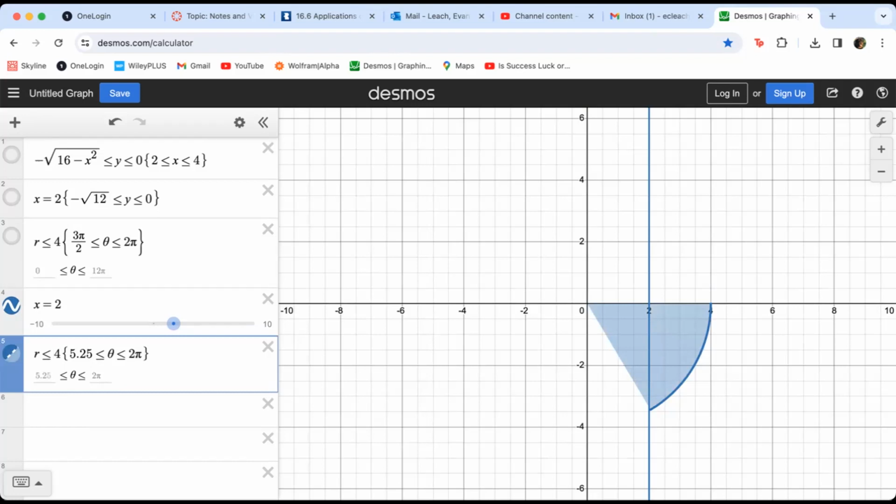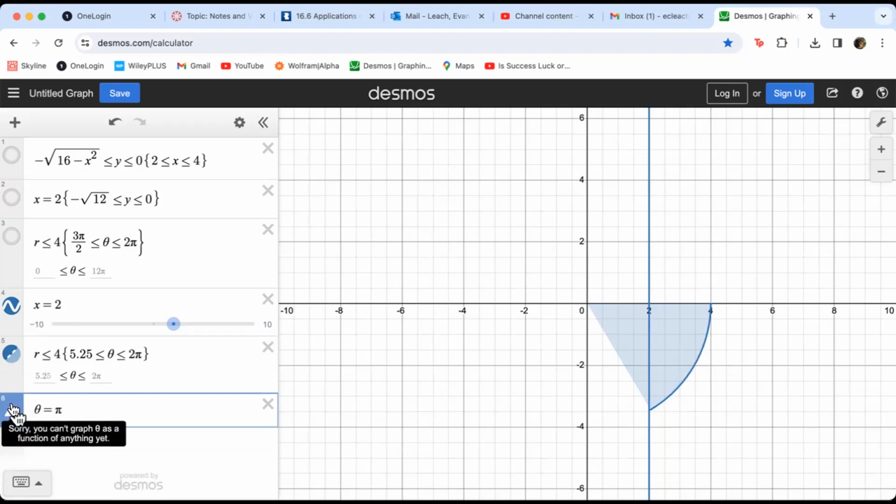We have to start r at the line. We need a description of that line. Moreover, the description of that line has to be an r equals, because Desmos can't graph theta equals. It's kind of a bummer, but I can't graph, let's say, all theta equals pi. You can't graph theta as a function of anything yet.